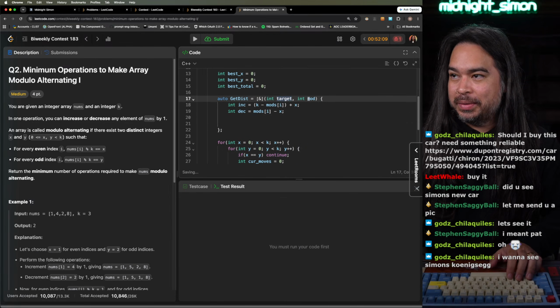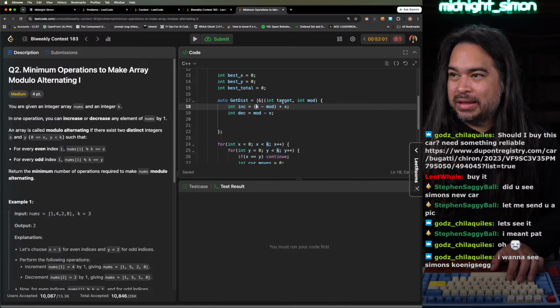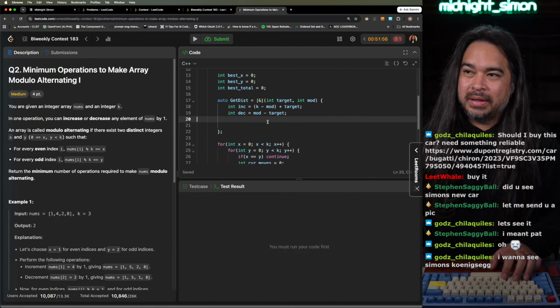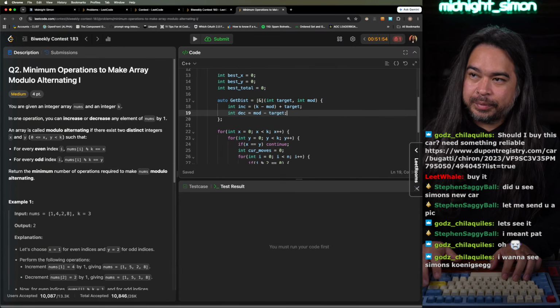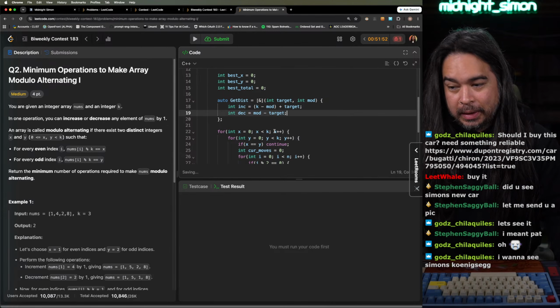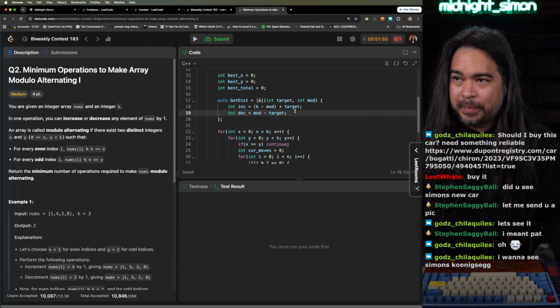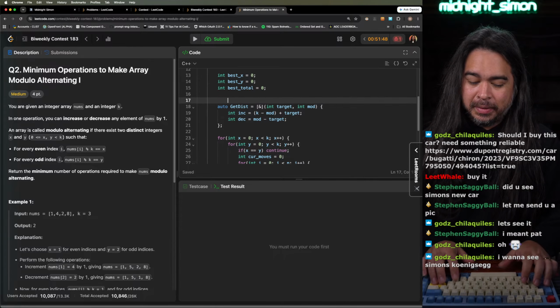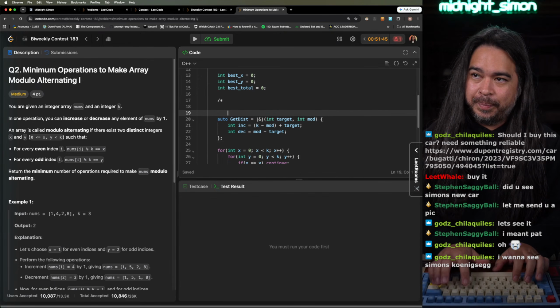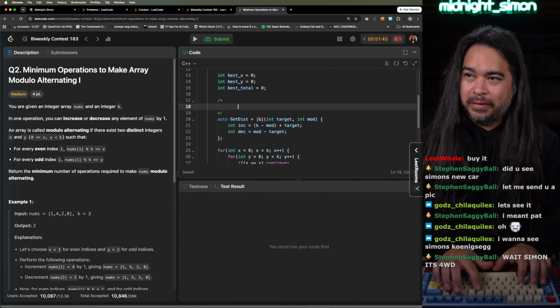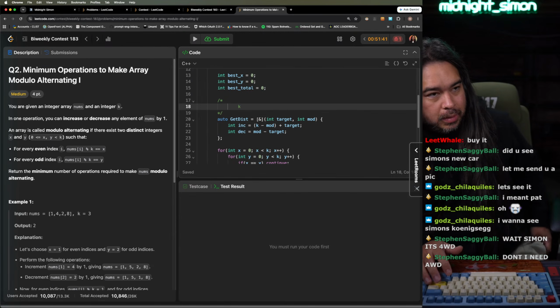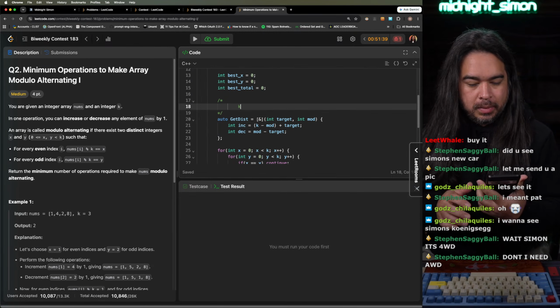Alright, so this would be like the mod. K is already there, and our target is that, man. Is that how you calculate it? What if our mod, alright, what if K, hold on.